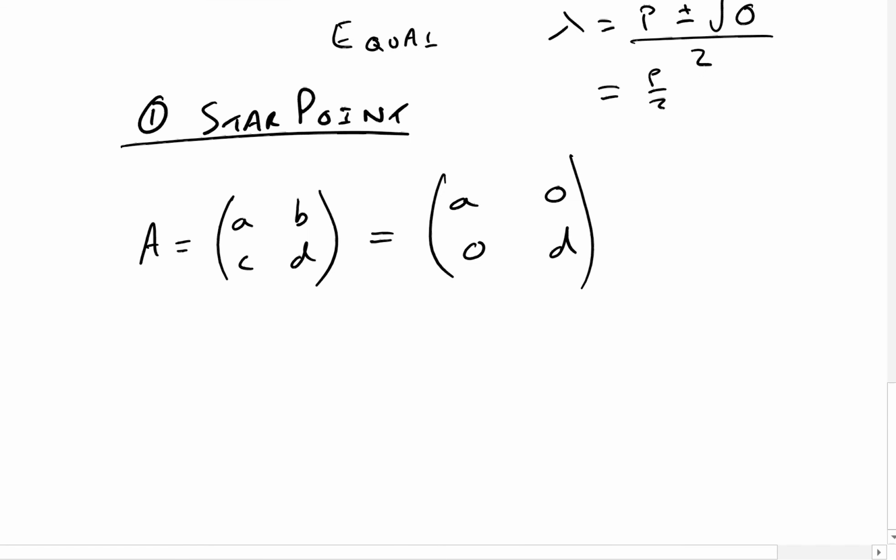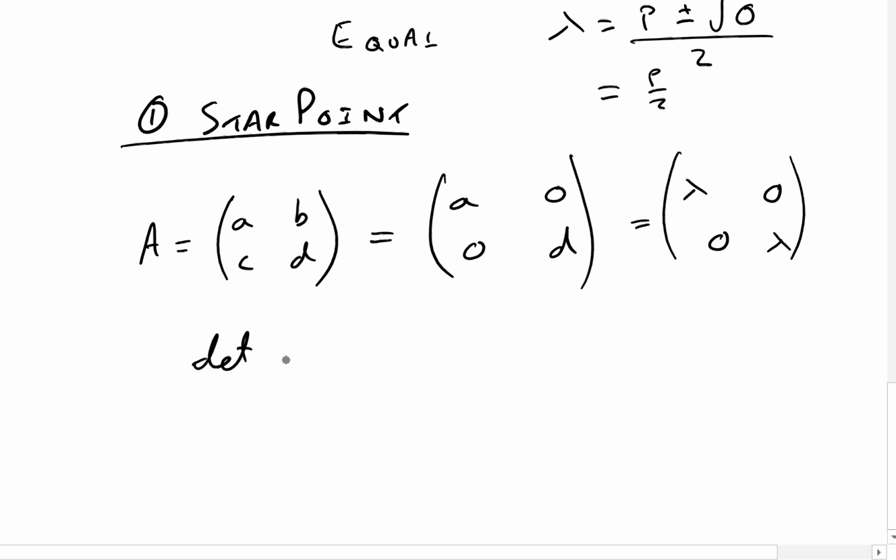Are you happy that when we form the eigenvalue matrix, so A minus lambda I, then we can just read the eigenvalues off directly? That A is going to be lambda and D is going to be the other eigenvalue, and they're both going to be equal to P over 2. Let me just show you a little bit of justification for that.